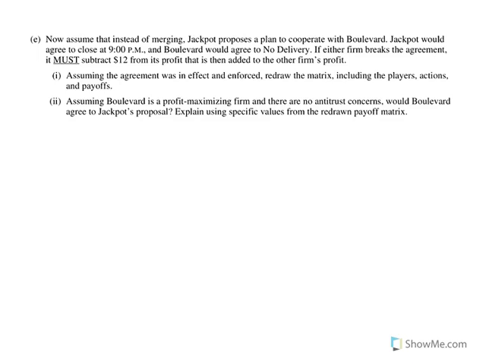Jackpot agrees to close at 9 p.m. and Boulevard would agree to no delivery. And if either firm breaks the agreement, it must subtract $12 from its profit that is then added to the other firm's profit. And so we have to redraw the matrix.